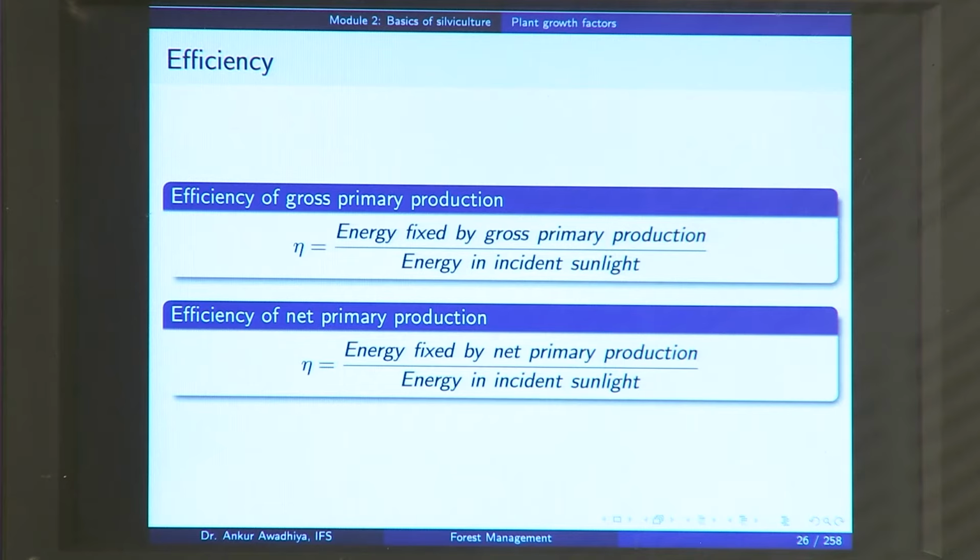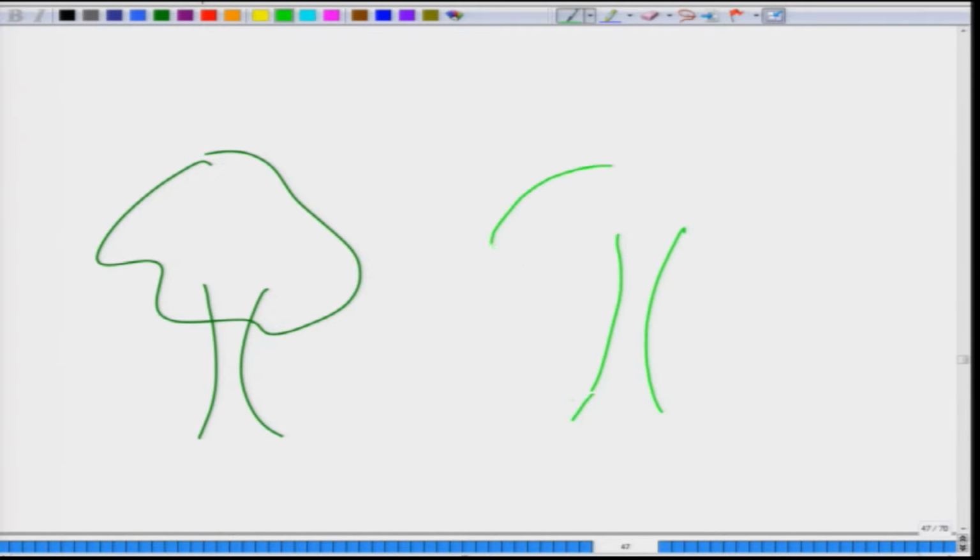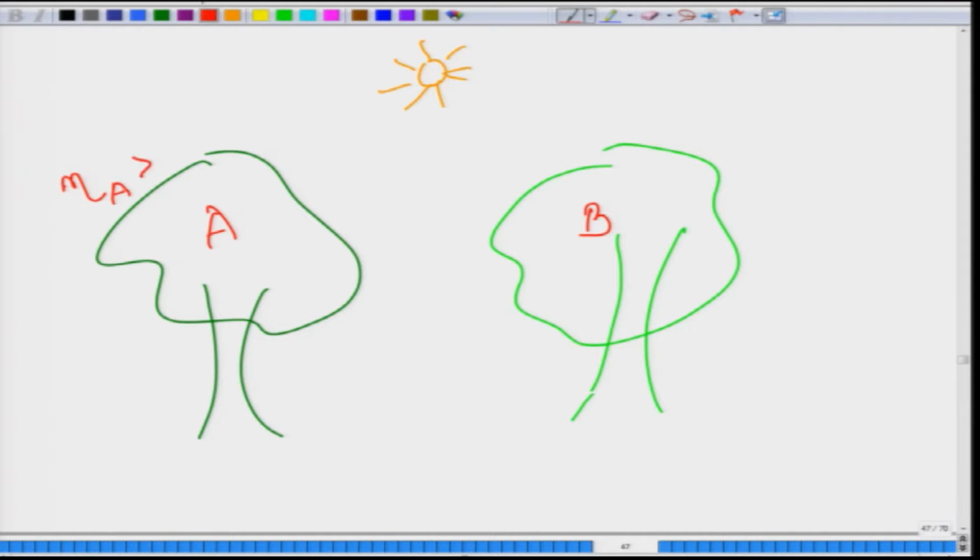Now, different species will have different efficiencies. So, if there are two plants of different species A and B, and plant A has more efficiency, what we are saying here is that you have two trees and both these trees are in the same location, let us call these A and B. Both trees are getting an equal amount of sunlight, but the efficiency in the case of A is very high and in the case of B is very low. So, in this case A will be fixing much more carbon dioxide using the energy that is available and will show a greater amount of growth as compared to species B.